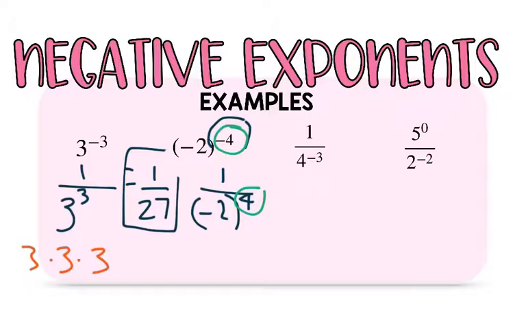And we can go ahead and figure out what that is equal to. So let's evaluate this part of it. Negative 2 times negative 2 times negative 2 times negative 2. That's what that means to do negative 2 in parentheses to the 4th power.